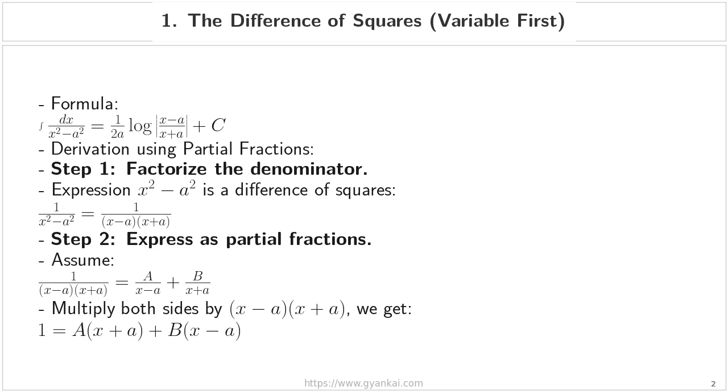Step 2. Express as partial fractions. Now comes the core of the partial fraction decomposition. We assume that we can rewrite the fraction 1 over x minus a times x plus a as the sum of 2 simpler fractions, A over x minus a plus B over x plus a. A and B are constants that we need to determine. To get rid of the denominators, we multiply both sides of the equation by the original denominator, which is x minus a times x plus a. This gives us 1 equals A times x plus a plus B times x minus a. This is a crucial step, as it transforms our integral into an algebraic equation that we can solve for A and B. We'll do that on the next slide.